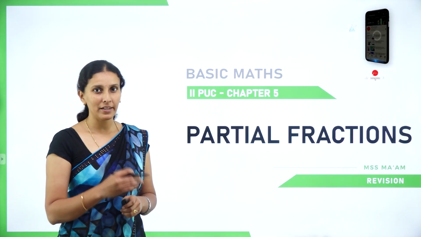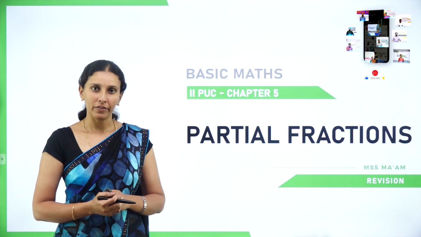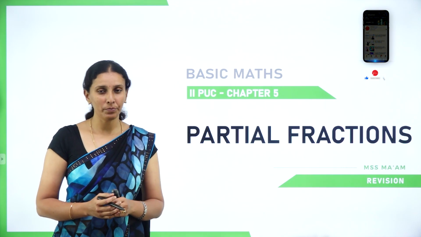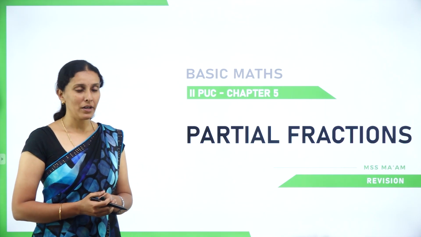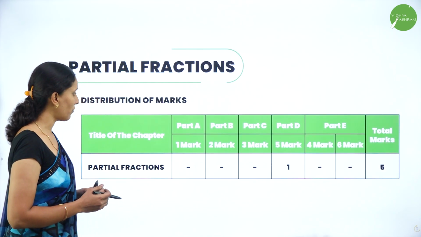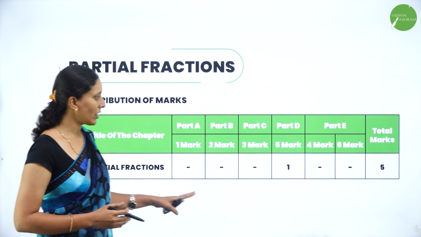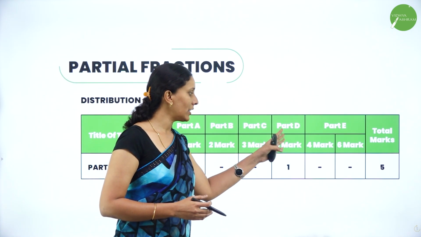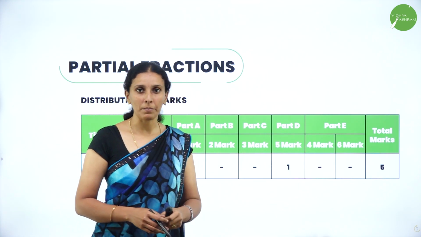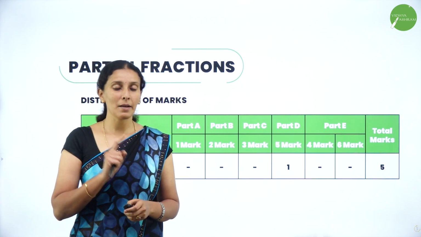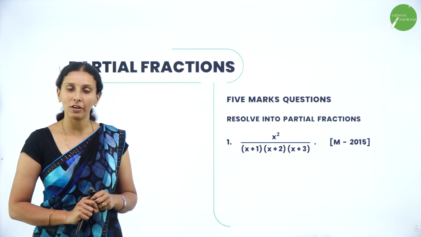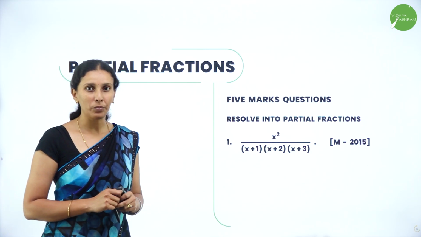In this session, we are going to revise the chapter partial fractions. So we have seen various methods of resolving partial fractions, as well as converting an improper fraction to a proper fraction and then resolving into partial fractions. For the examination, you have only one 5-mark question from this chapter. So let's see the distribution of marks. From this chapter, partial fractions, in Part D section, you have one 5-mark question. So the total marks from this chapter is itself 5 marks. Let us resolve a few problems.